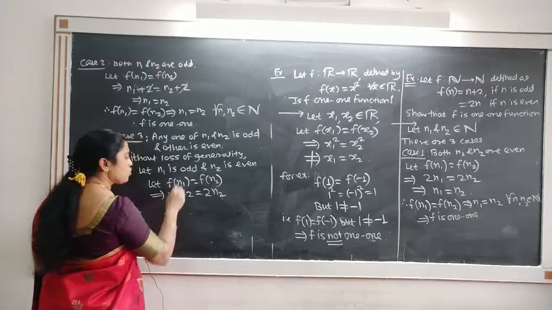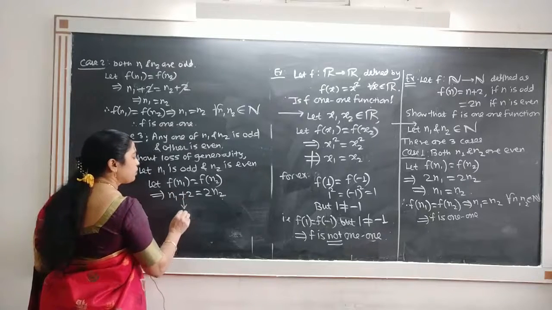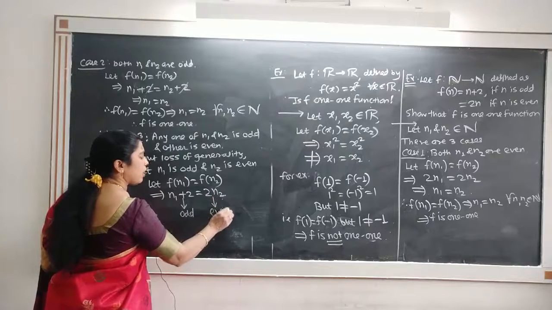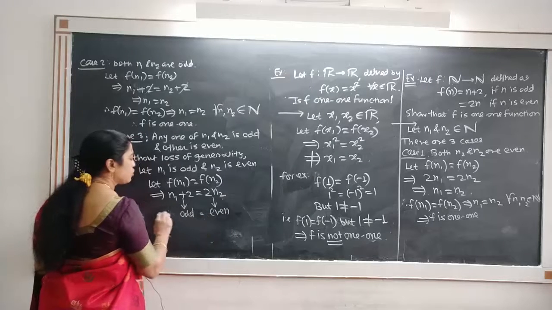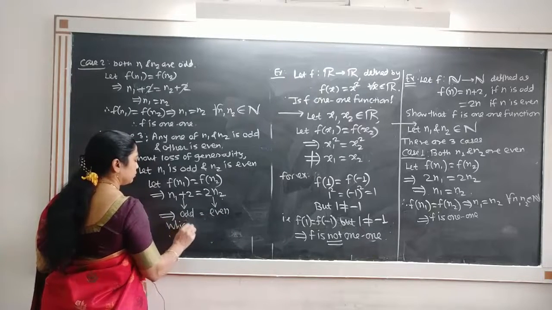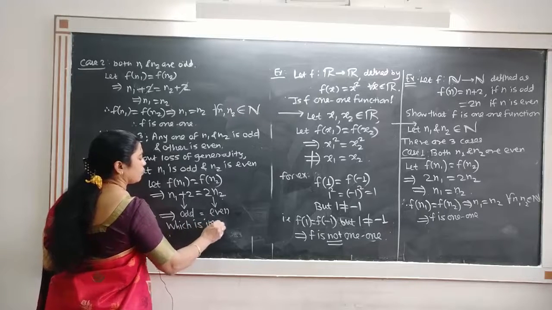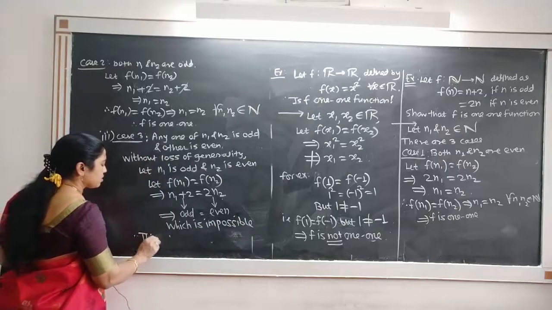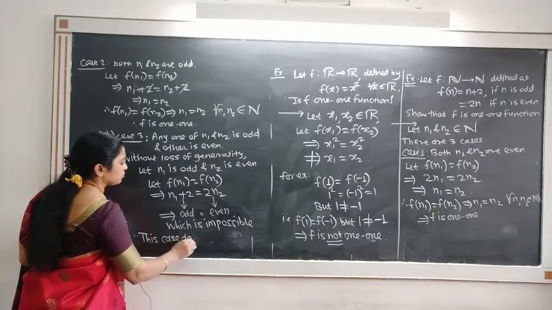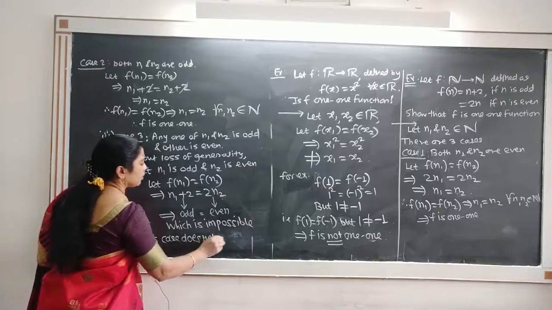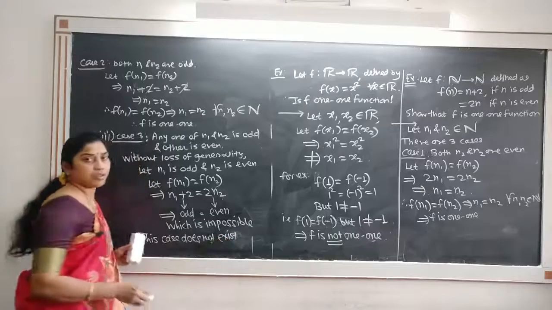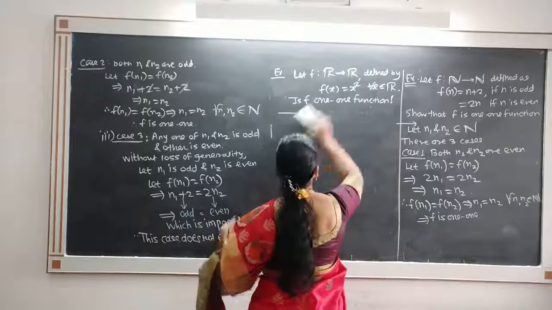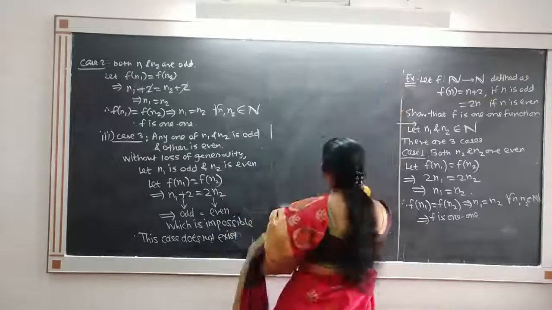But see, n1 is odd, so n1 + 2 is again odd. If n2 is even, 2n2 is also even, and we will get odd equal to even, which is wrong. This means that this case does not exist. That is, one even and one odd is not possible. So there are only two cases, either both will be odd or both will be even, and in both cases the function is 1-1.